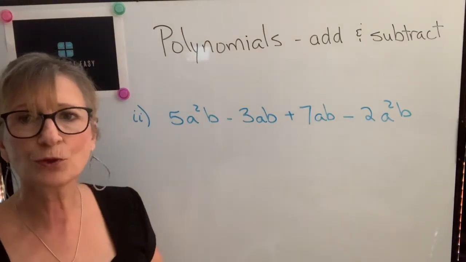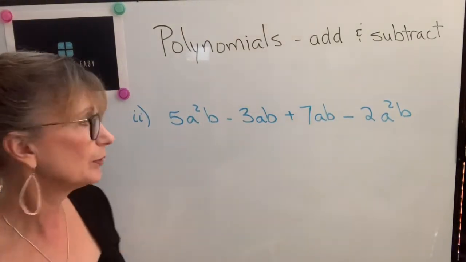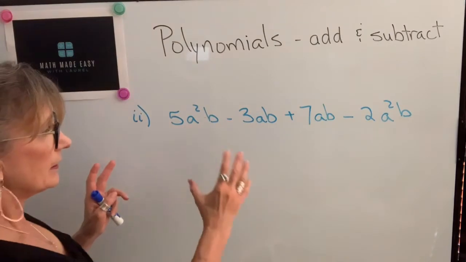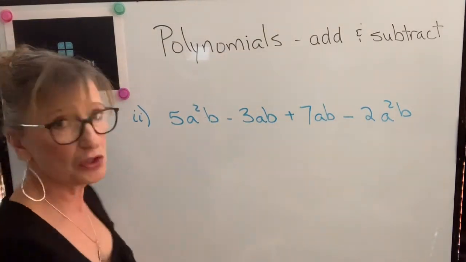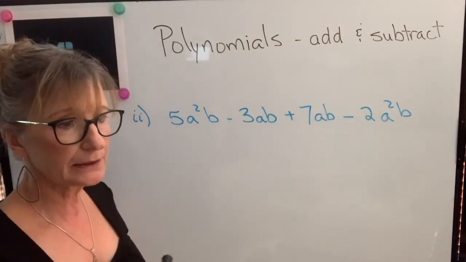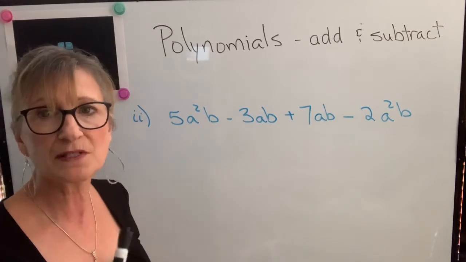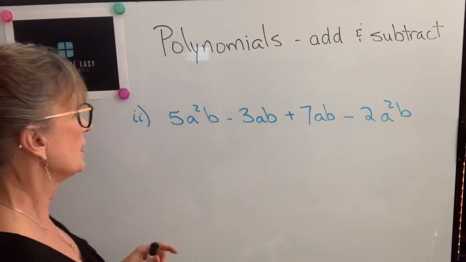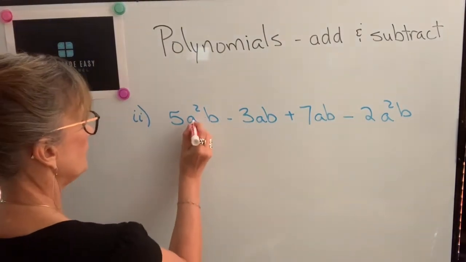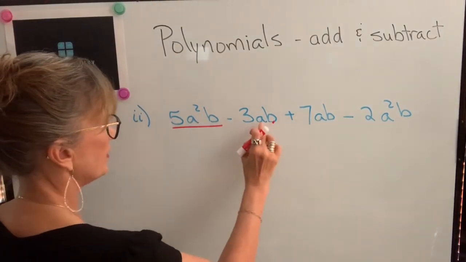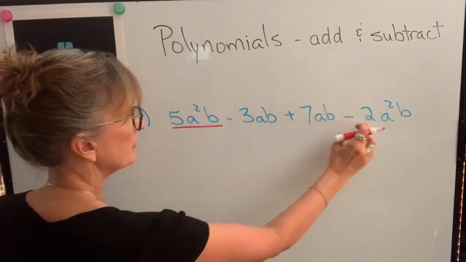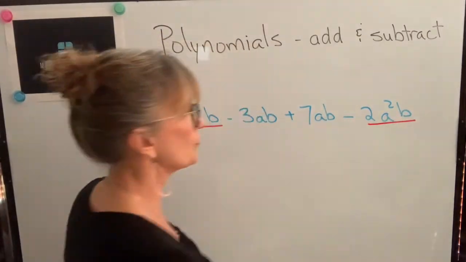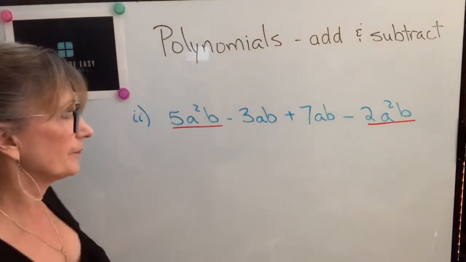Okay, let's reinforce that whole idea with one more example. We're going to take a look and maybe use a different color pen and underline the terms that are like terms in the same color, just to remind you, just until you get comfortable. So I have 5a squared b. So I'm going to look to see if I have any more a squared b's. Oh, there's a squared b. So those are like terms, I can combine them.